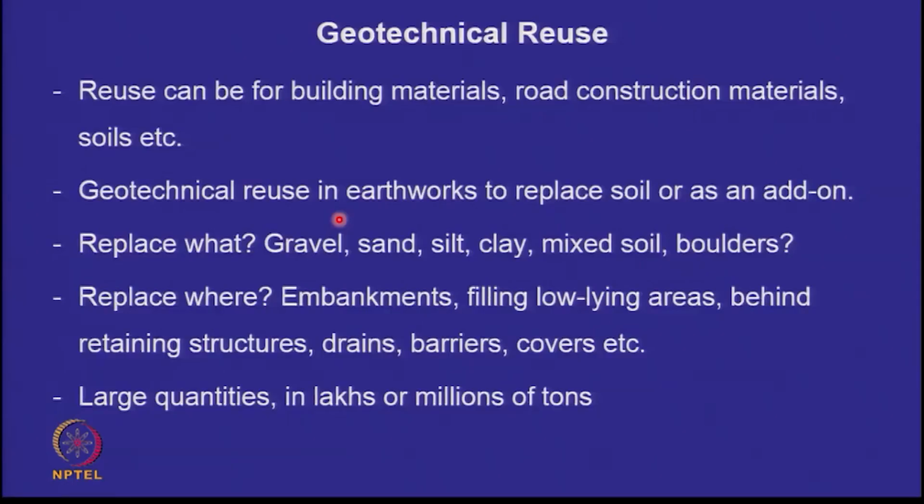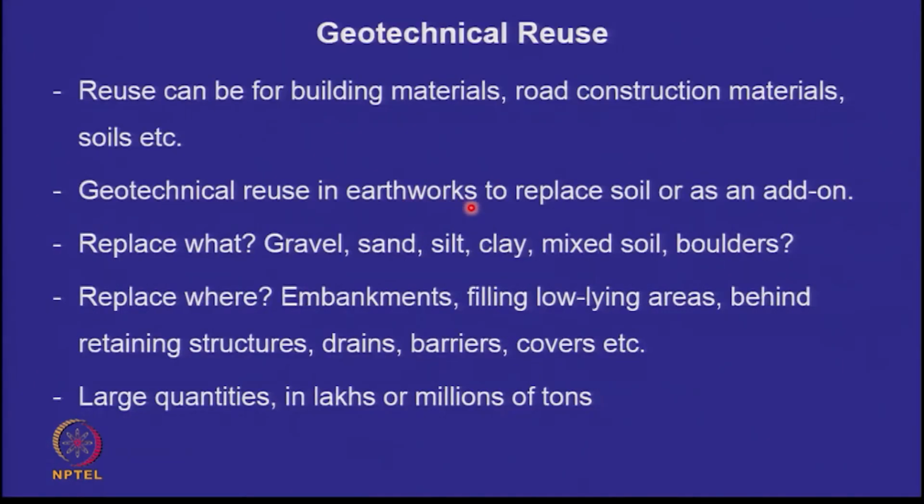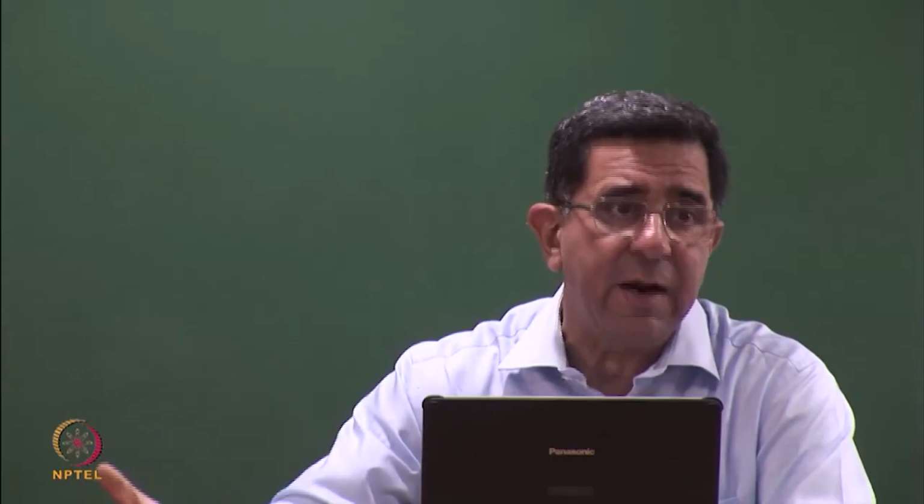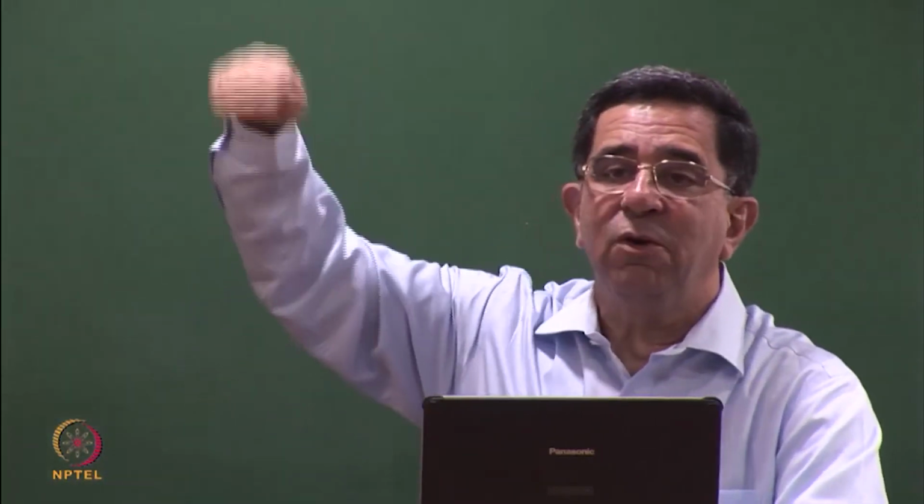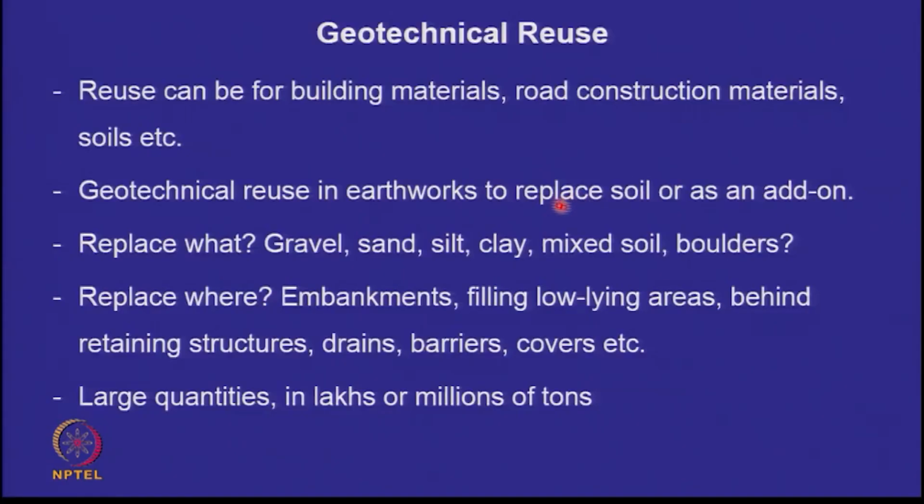So geotechnical reuse is the use of waste material in earthworks to replace soil. Soil becomes the original raw material which you are using for making embankments. If you can reduce the amount of soil, because you have to dig up soil from some borrow area and bring it to your point of application, you are either making a hole in the ground, or taking a small rise in the ground and excavating it. So you would like to replace the soil, or you can use the waste as an additional layer.